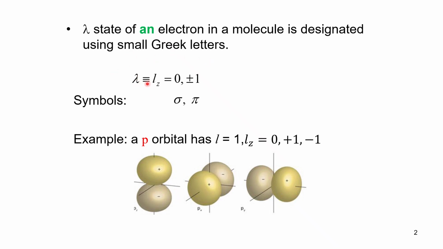So lambda is equivalent to the value of Lz. The Lz value could be 0 or plus or minus 1. The formation of the sigma orbital corresponds to lambda equals 0, while the pi orbital corresponds to lambda equals 1. As an example, a p orbital has L equals 1 and it possesses Lz equals 0, plus 1 and minus 1, which translates into this molecular designation.